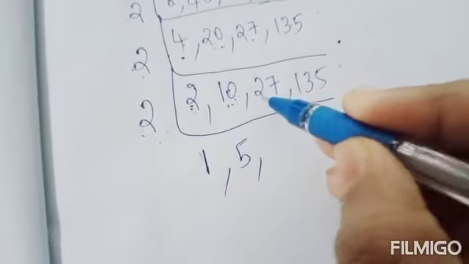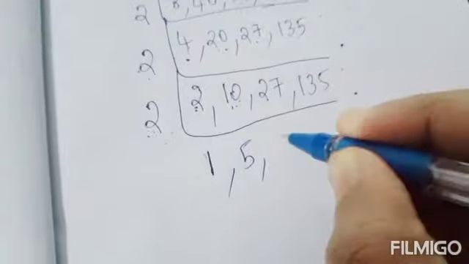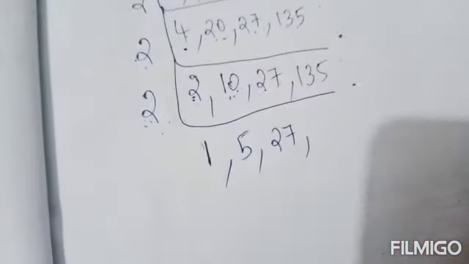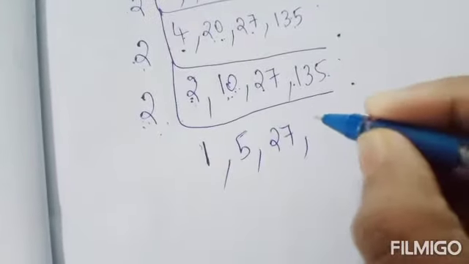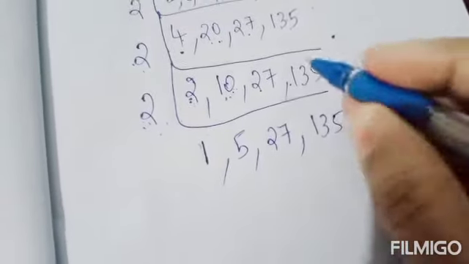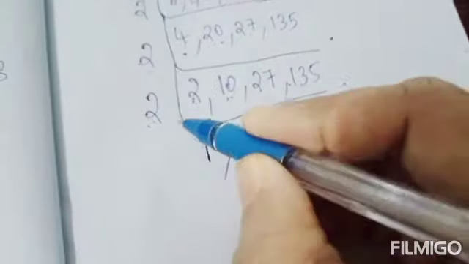Now 27 you can't divide by 2, so write 27 as it is. 135 is also not divisible by 2, so 135 also you can write down.